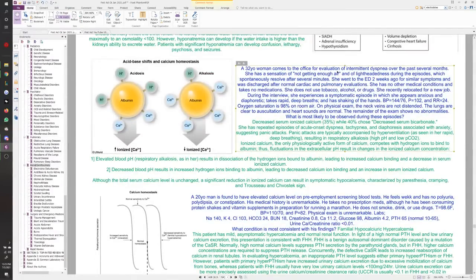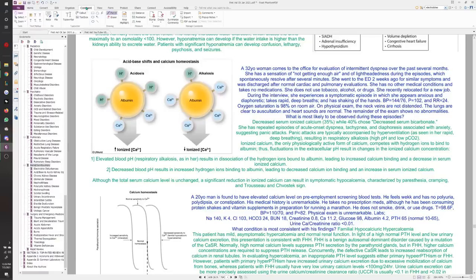32-year-old woman comes to the office for evaluation of intermittent dyspnea over the past several months. She has a sensation of not getting enough air and of lightheadedness during the episodes, which spontaneously resolve after several minutes. She went to the ED 2 weeks ago for similar symptoms and was discharged after normal cardiac and pulmonary evaluations. Alright, so she's having some difficulty breathing, but everything looks okay. She has no other medical conditions, takes no medications, doesn't smoke or drink, recently relocated to a new job.